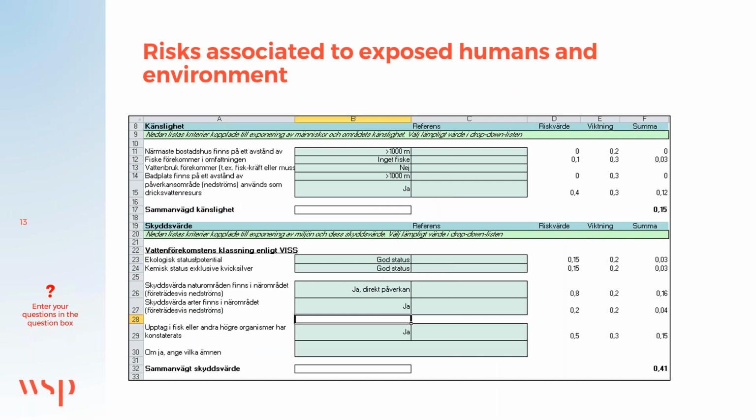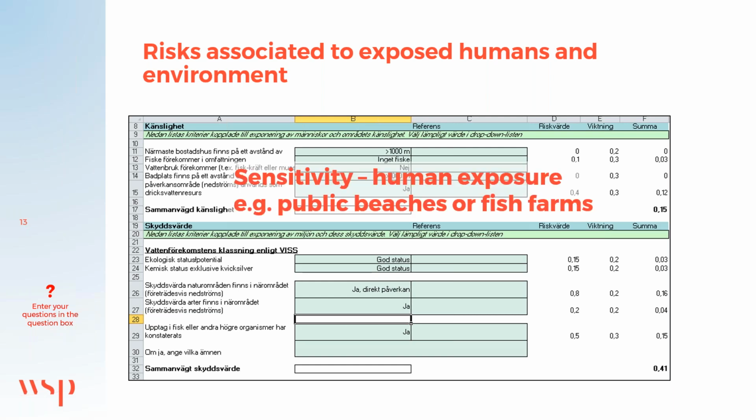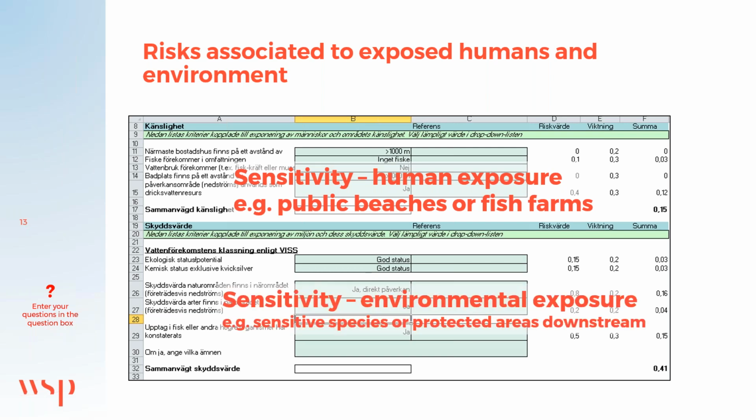Okay, last sheet. On the last sheet, we assessed how sensitive the area and the surroundings are, both in terms of risk for humans, like if there's a public beach nearby where a lot of people could be exposed to the contaminants, and in terms of risk for the environment, like if there were any sensitive species in the area or downstream. We used the same system with automatic assessments here too, and that means the user chooses an answer in a drop-down menu, and this gives a summarized risk value for those categories.